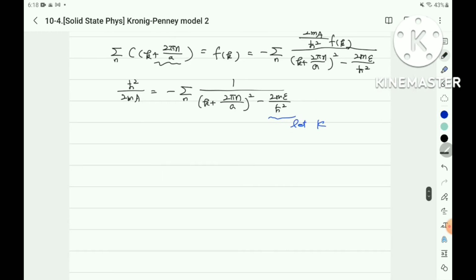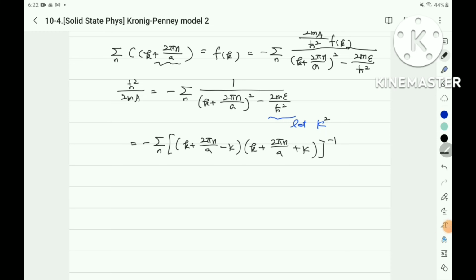Then this one is minus summation for n, and it is this part square minus k square. Let's denote this k square. Then k plus 2 pi n over a minus k, and k plus 2 pi n over a plus k, and inverse.